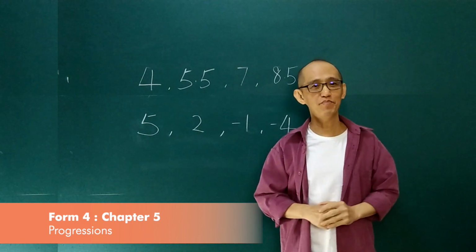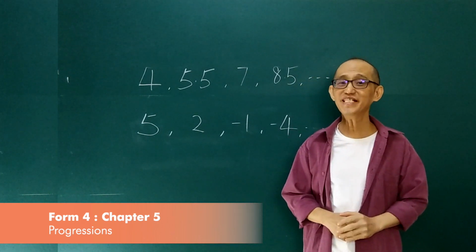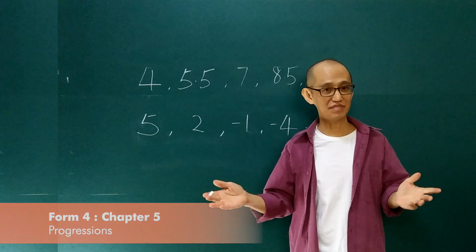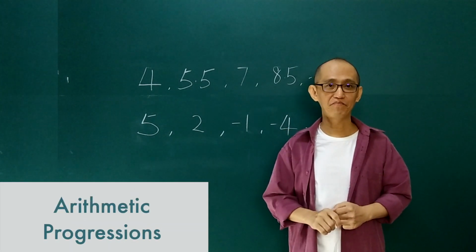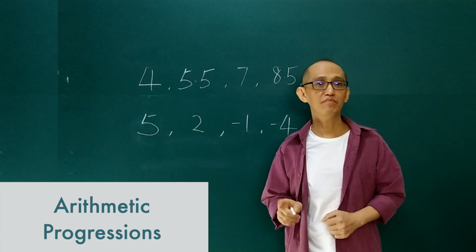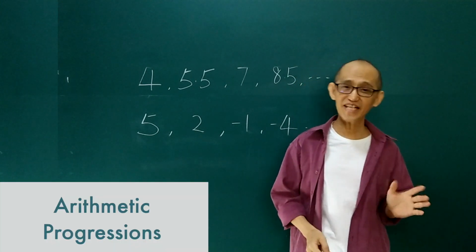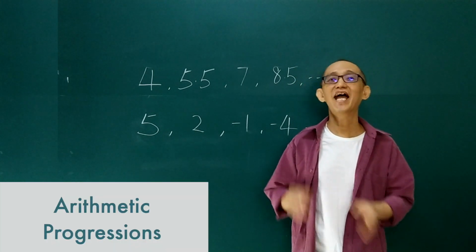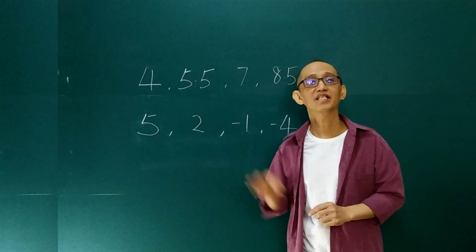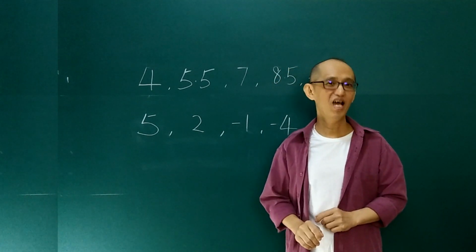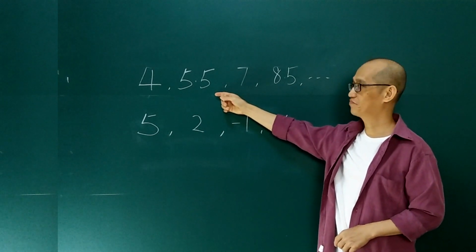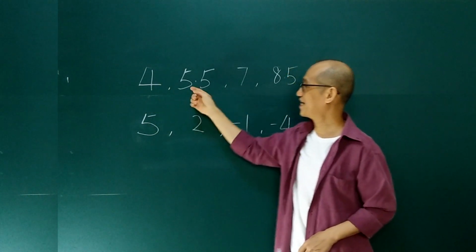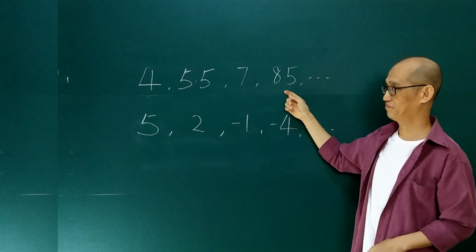Today we are going to learn progression. Progression is actually a sequence of numbers. And arithmetic progression is a sequence of numbers where we get the next term by adding or subtracting the term before. For example, this is an arithmetic progression. This is the first term, second term, third term, and the fourth term.